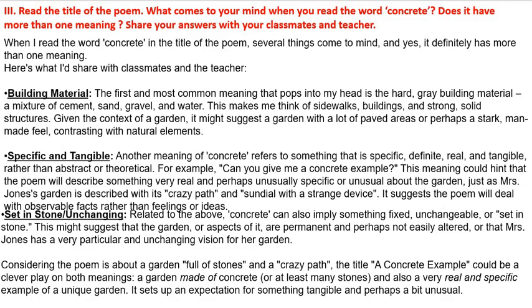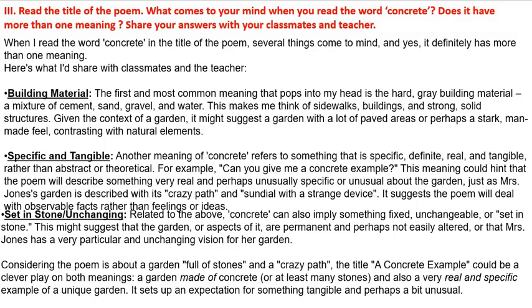Building material. The first and the most common meaning that pops into my head is the hard, grey building material, a mixture of cement, sand, gravel and water. This makes me think of sidewalks, buildings and strong solid structures. Given the context of a garden, it might suggest a garden with a lot of paved areas or perhaps a stark man-made field contrasting with natural elements.